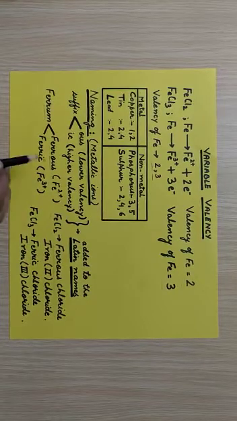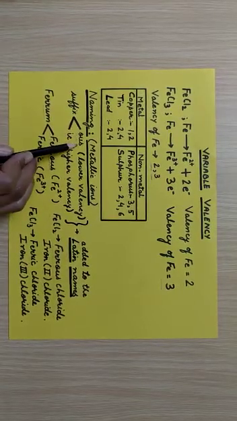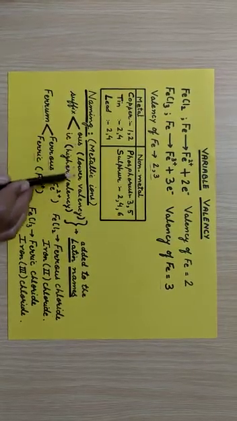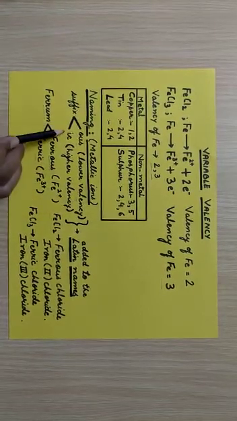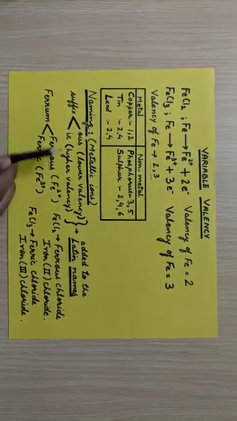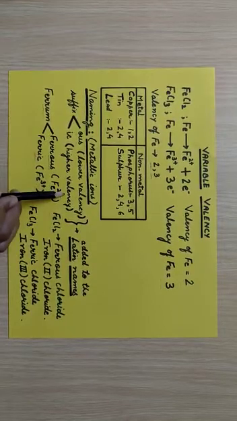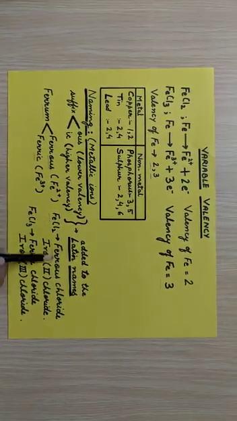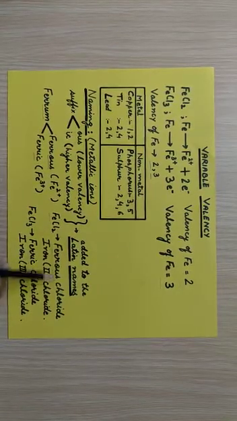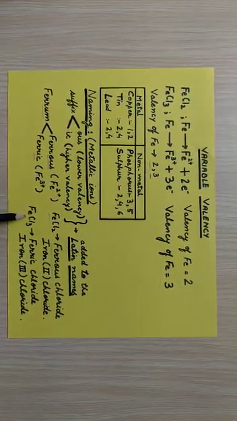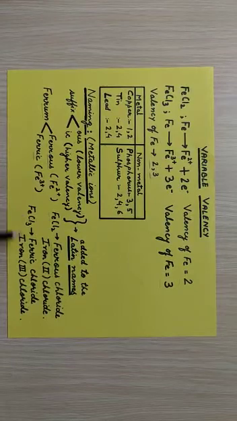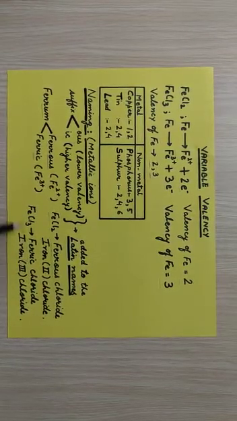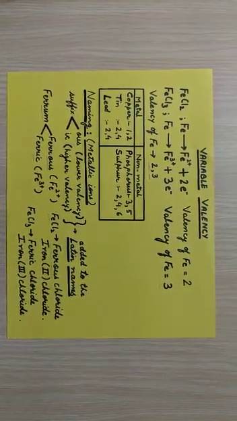Again I am repeating, a suffix OUS is added to the Latin name when it shows a lower valency. Suffix IC, that is ic, is added to the Latin name when it shows higher valency. Here iron is showing a lower valency, so it becomes ferrous in FeCl2. Here iron is showing a higher valency, that is 3, so it becomes ferric in FeCl3.